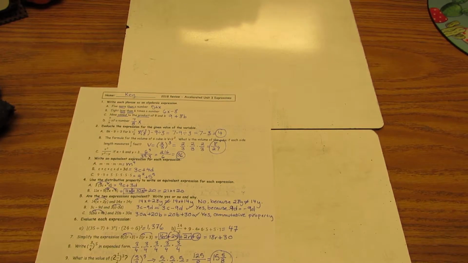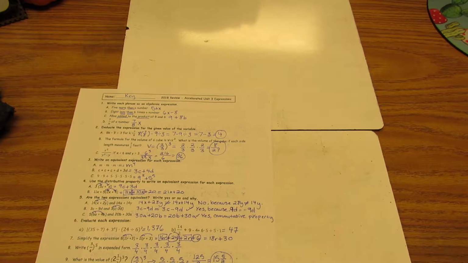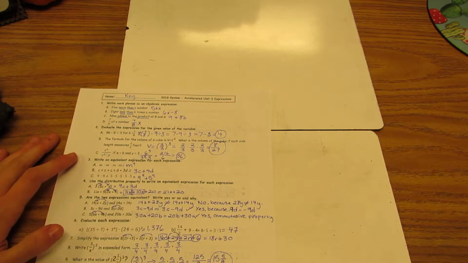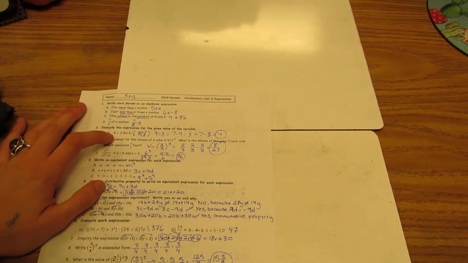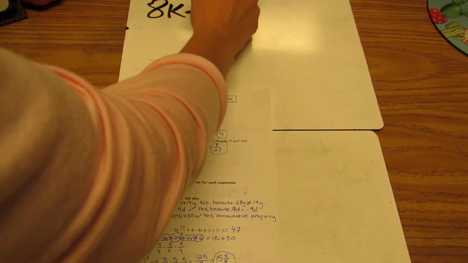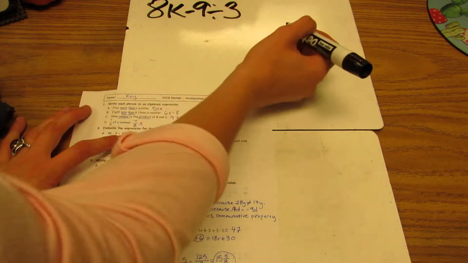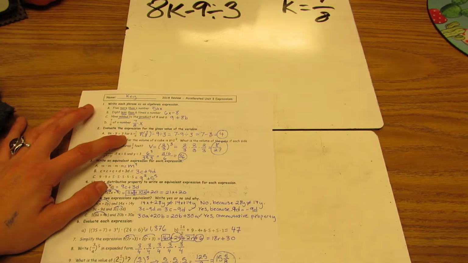So again, I said I'm not going to do the ones that we covered in class, like B, because that is a substitution and you guys can substitute that, okay? So we can definitely do, let's go ahead and do A. So 2A has 8K minus 9 divided by 3. And then it tells you K is equal to 7/8. So this is a substitution problem.